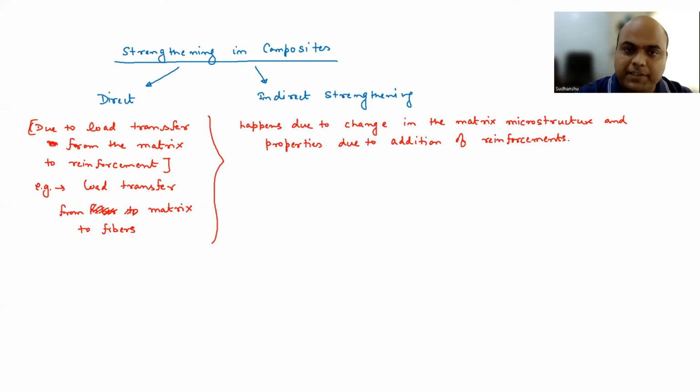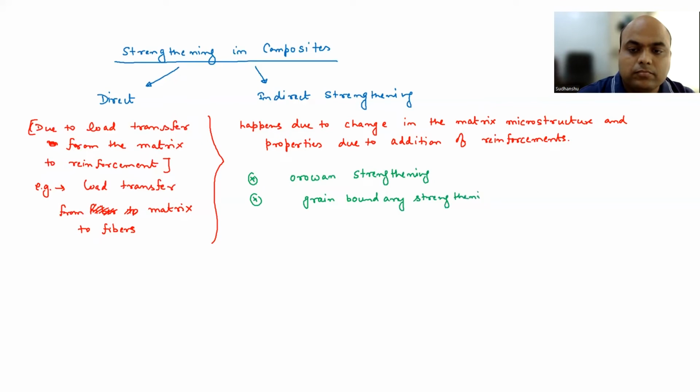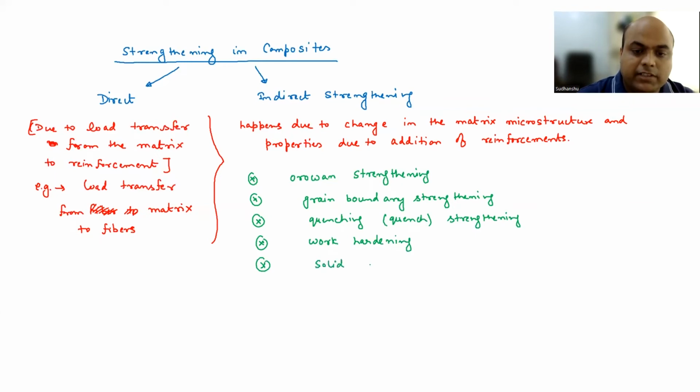Okay, so I hope you have understood the difference between direct and indirect strengthening. So when we have indirect strengthening, you can have several components. Okay, so you can have Orowan strengthening, and all these strengthening mechanisms we have already discussed in our part 1. Then grain boundary strengthening. Then quenching or quench strengthening. Work hardening. And solid solution strengthening.